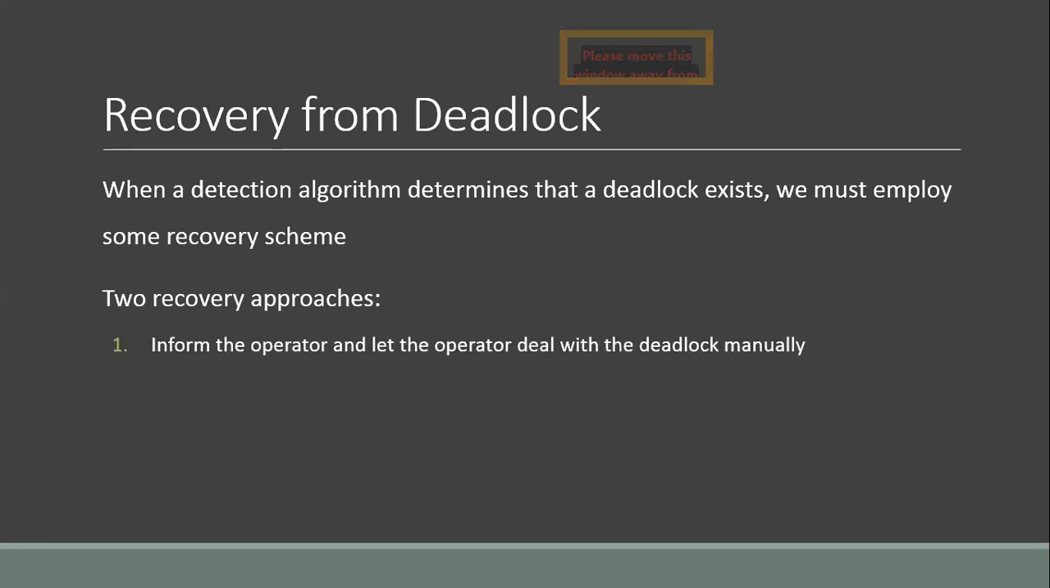The first of these approaches is to inform the operator and let the operator deal with the deadlock manually. So in this case, a human operator will be informed, and this operator will deal with the deadlock manually. The second approach is that the system recovers from the deadlock automatically.